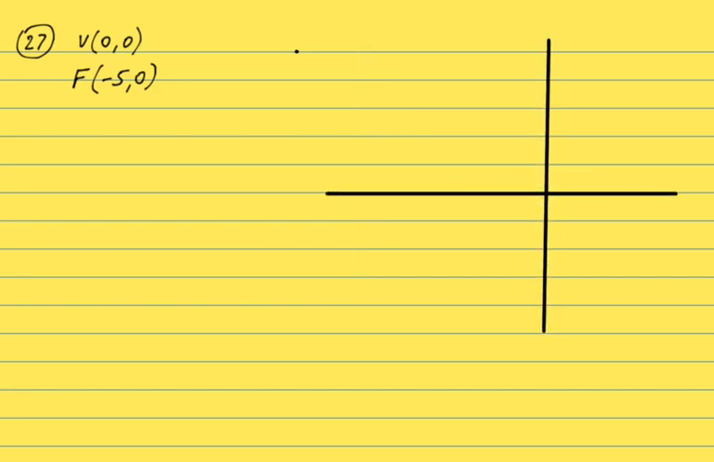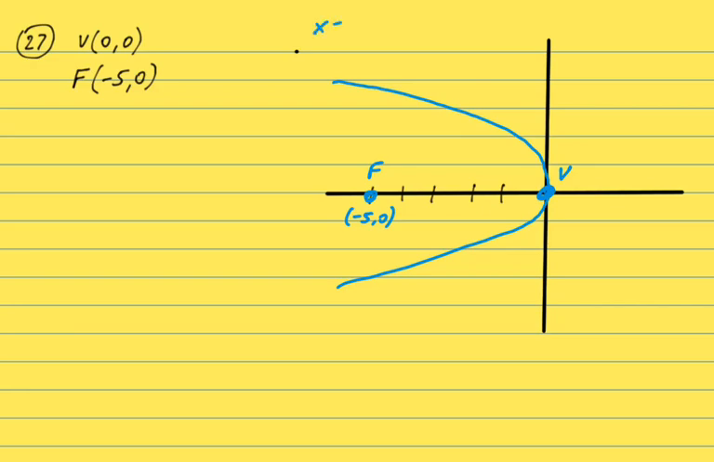0, 0 is the origin, and that's the vertex. The focus is at -5, 0. So 3, 4, 5. My focus is at -5, 0. It'll always open around the focus. So if it opens right or left, it's an x equals y squared type. So my formula is going to be y squared equals 4 times p times x.